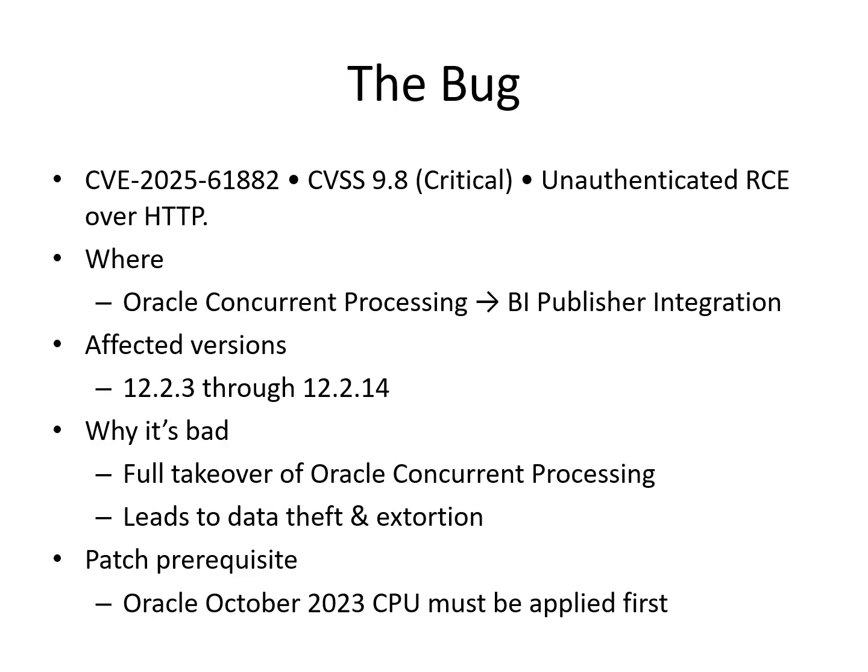So what was the exploitation? Well, the bug was a web-reachable RCE that requires no authentication. And the prerequisite CPU requirement from Oracle's alert allowed admins to know exactly what was getting attacked. So the affected versions were 12.2.3 through 12.2.14, which was quite a few versions. And it was a full takeover of Oracle's Concurrent Processing, and it led to data theft and extortion.